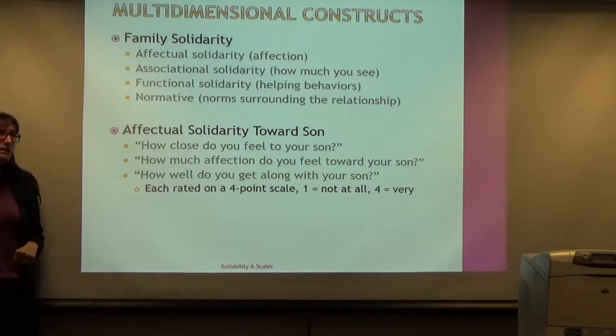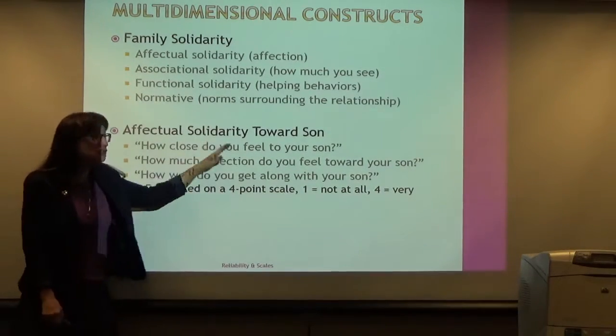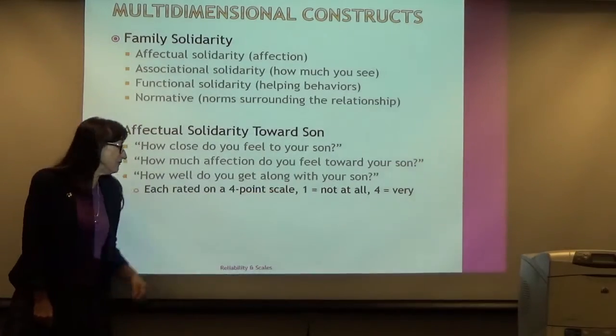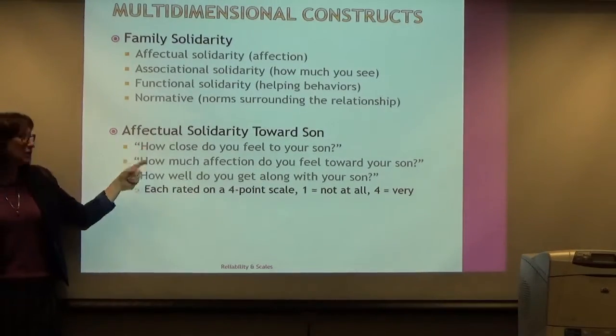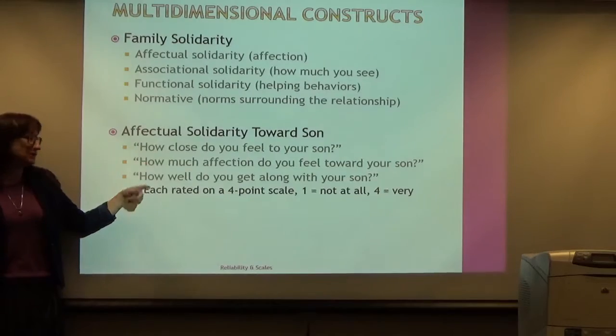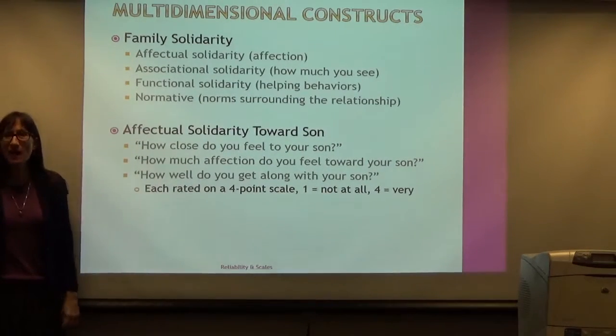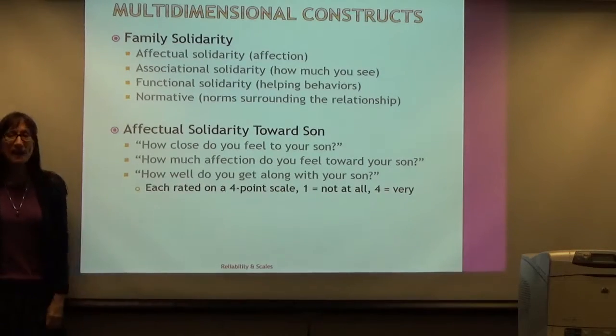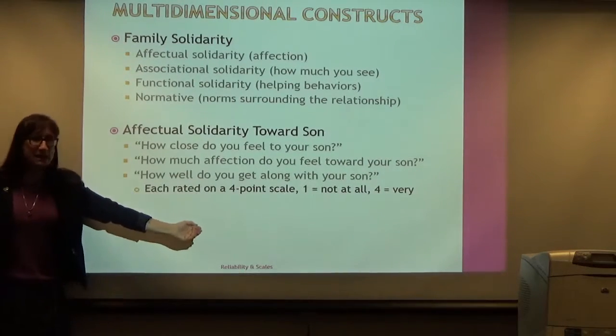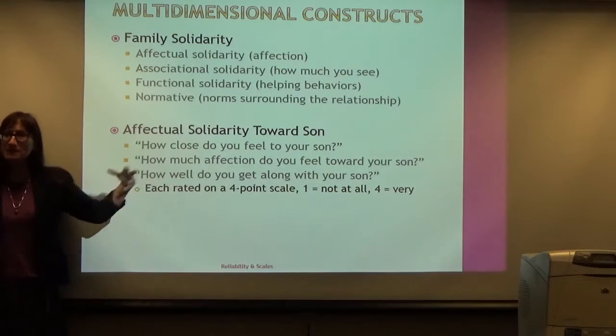3. So let's say Haley, I asked her the same question, and she said, very. How close do you feel? Very close. How much affection do you feel? Very much affection. How well do you get along? We get along very well. Haley, how many points do you have? 12. Okay? So this scale ranges from 3 to 12. Most people will be somewhere in between, right?